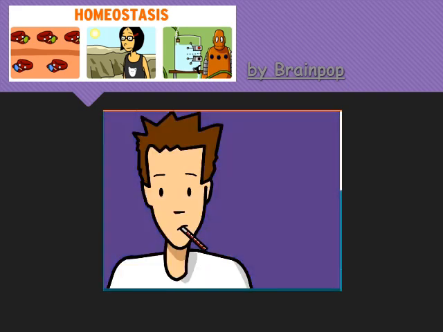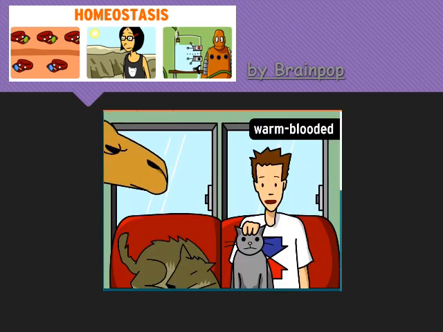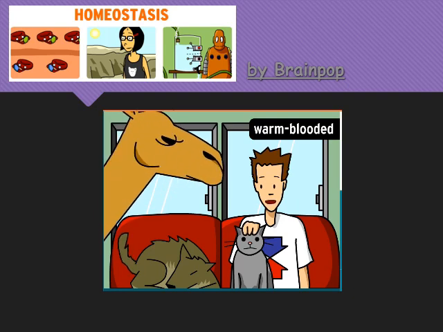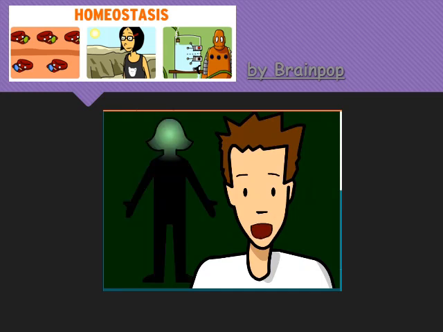In most circumstances, our body temperature stays within a relatively narrow range. That's because humans are warm-blooded animals, just like cats and dogs and camels. Ew. Cold-blooded animals, like lizards and fish, depend on their environment to regulate their body temperature. Anyway, the temperature and the chemical balance inside your body have to stay the same for you to function. To maintain this sameness, which is called homeostasis, your body regulates itself in a bunch of ways.